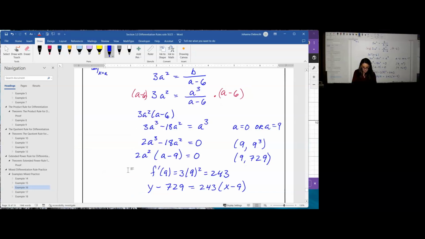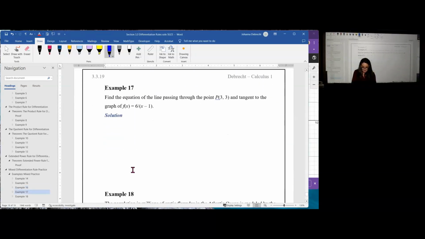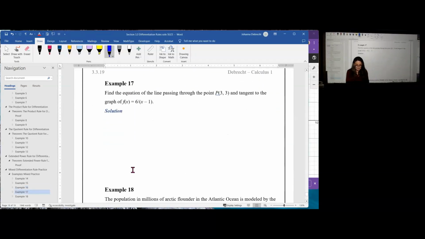Let's now turn our attention to problem number 17. 17 wants us to find the equation of the line that passes through the point (3, 3), but is tangent to this graph. Well, if it's tangent to the graph, it must be touching the graph. So we better make sure that 3 does satisfy this equation. When I substitute 3 for x, I get 2, and 6 divided by 2 is 3. So it is a place where they connect.